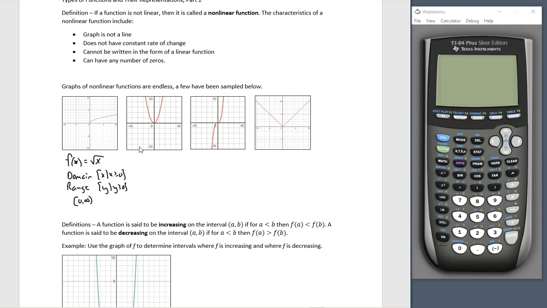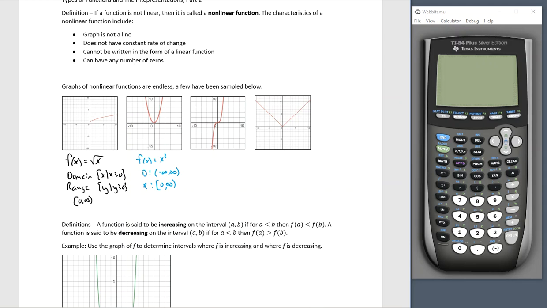Now, so these don't run into each other, the second graph is the squaring function. The domain is all real numbers. We can put in anything we want in there. The range of this particular function is, once again, we include 0, so it's 0 to infinity.